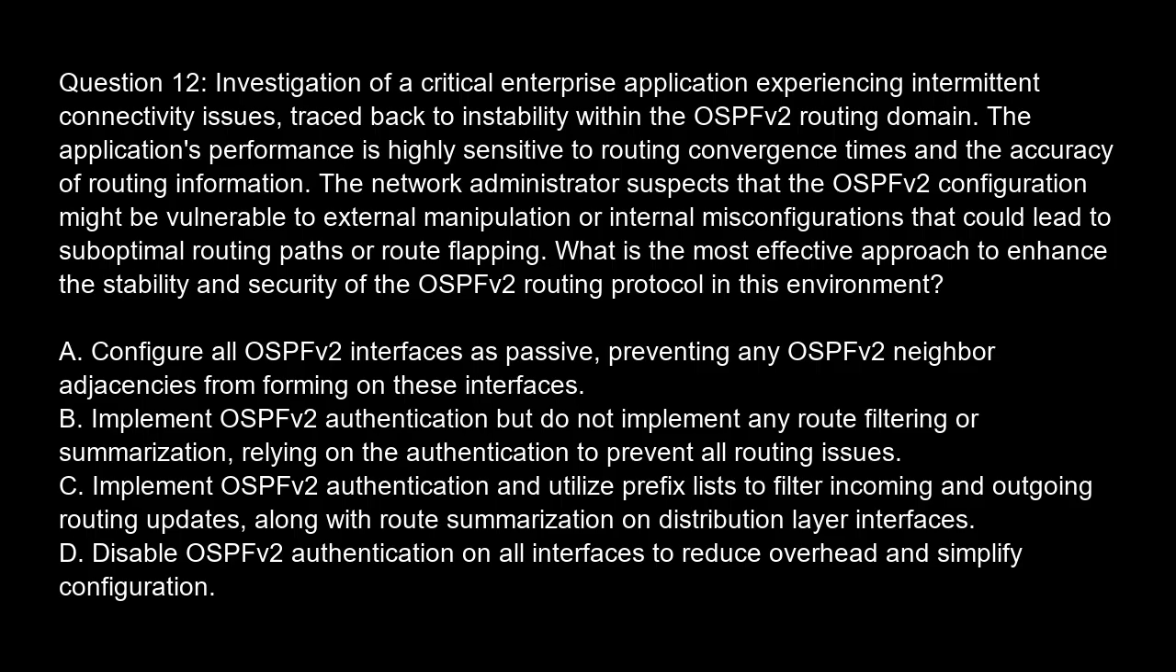Option A. Configure all OSPF2 interfaces as passive, preventing any OSPF2 neighbor adjacencies from forming on these interfaces. Option B. Implement OSPF2 authentication but do not implement any route filtering or summarization, relying on the authentication to prevent all routing issues. Option C. Implement OSPF2 authentication and utilize prefix lists to filter incoming and outgoing routing updates, along with route summarization on distribution layer interfaces. Option D. Disable OSPF2 authentication on all interfaces to reduce overhead and simplify configuration.